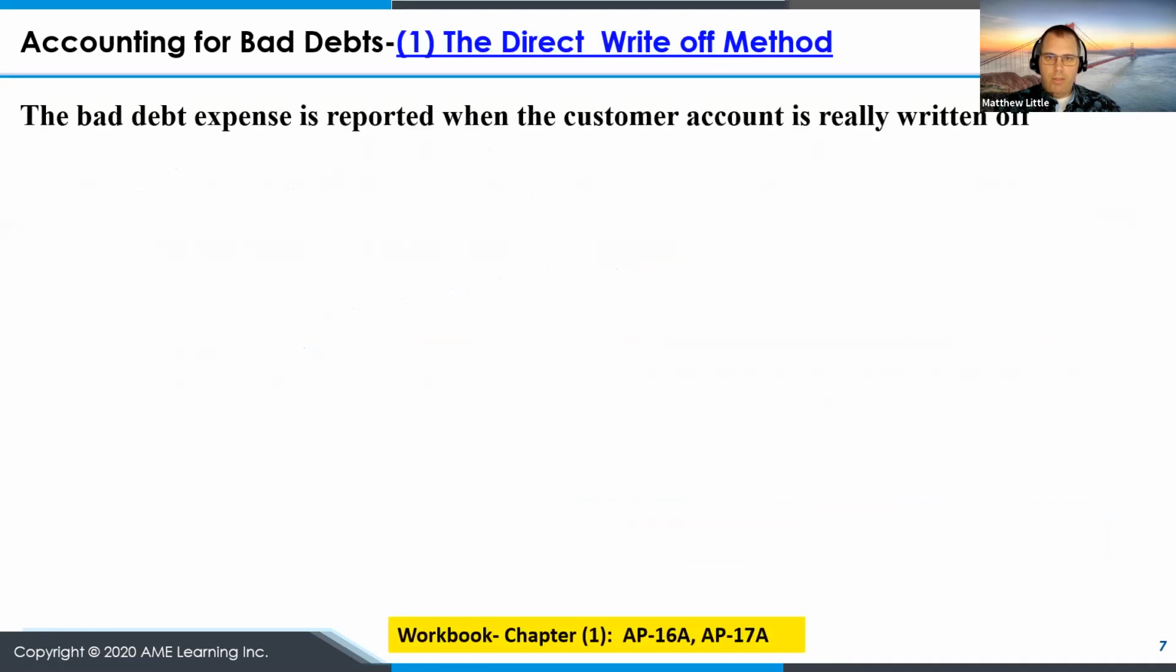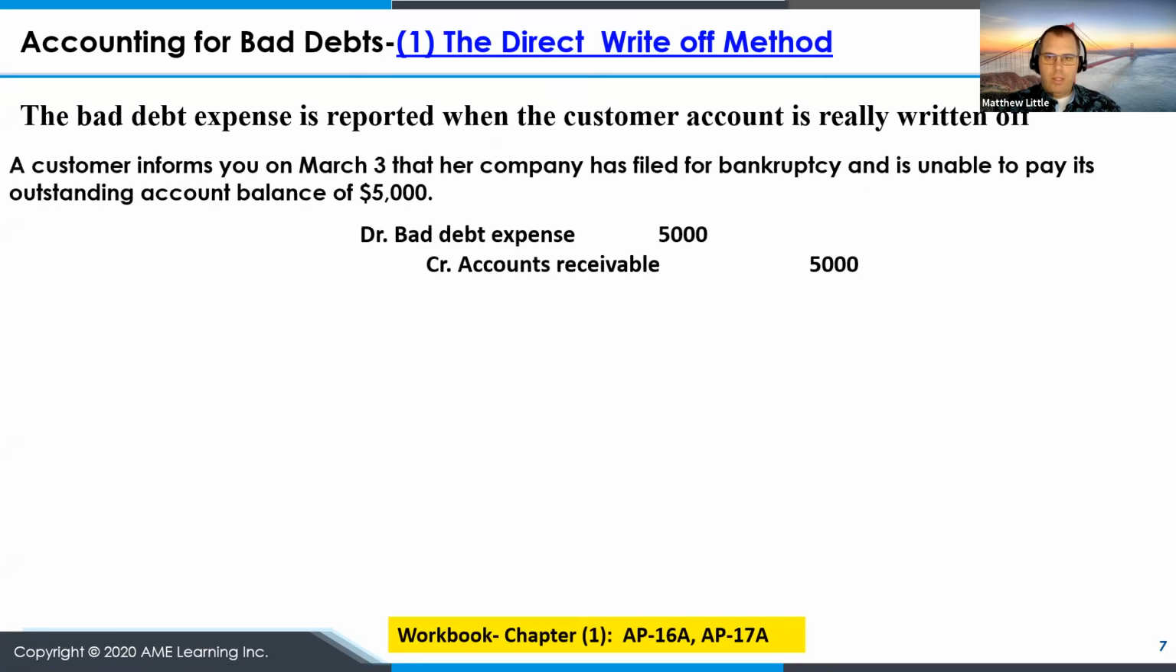The direct write-off method says the customer's told us that they can't pay. So in this example, on March 3rd, a company told us they're unable to pay the outstanding balance of $5,000. So we debit bad debt expense for $5,000 and credit the account receivable for that customer for $5,000 to remove it from our balance sheet.